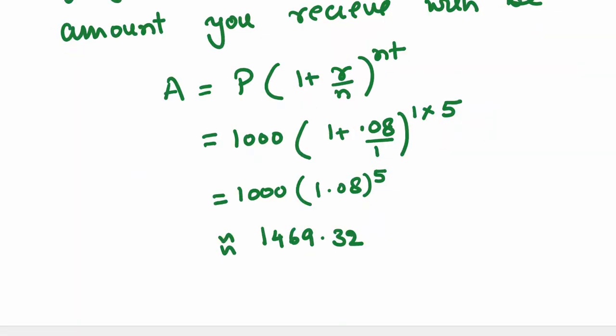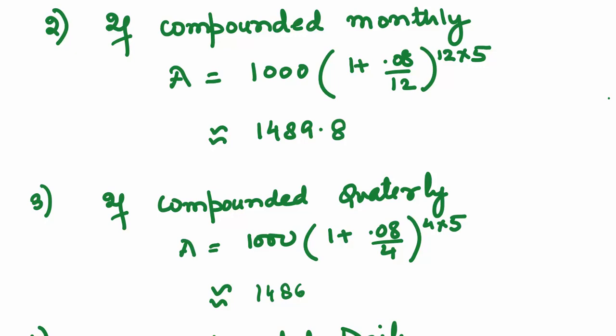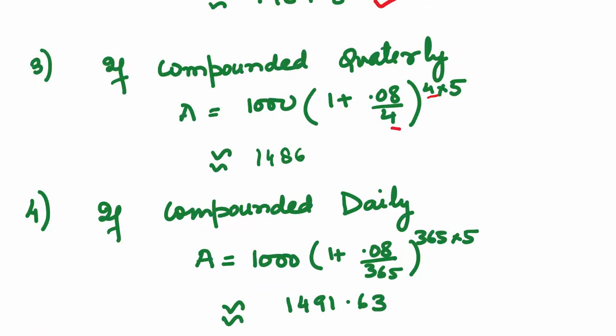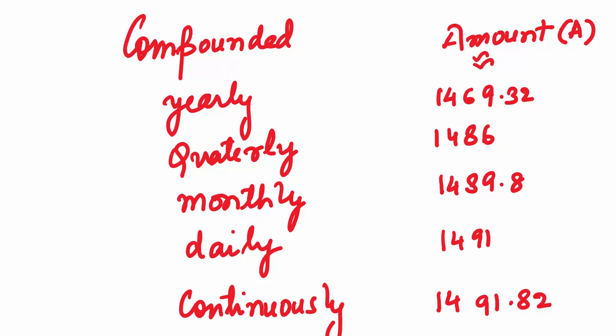you will see that A is nothing but approximately 1469.32. Now if it is compounded monthly, then we'll change our N value to 12 and we will get the amount as approximately 1489.8. Let's try what happens when we compound quarterly. In that case, our N value will be 4 and this will give us the amount as approximately 1486. If you compound daily, then our N value will be nothing but 365 and the amount will come out to be 1491.63.